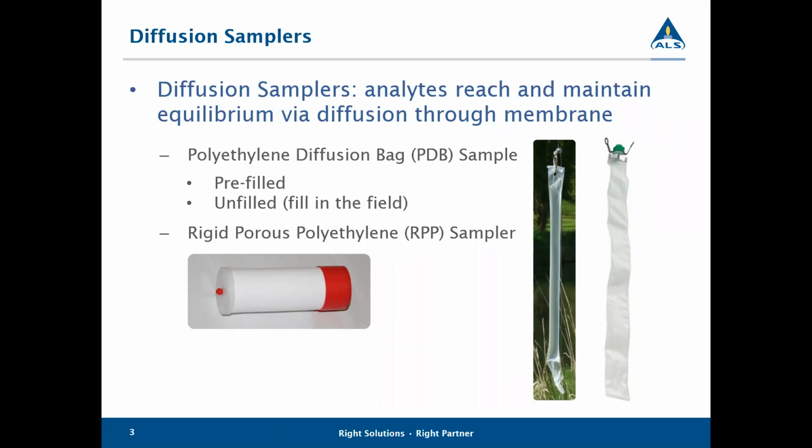It works in much the same way. It's filled with DI water. It reaches equilibrium through passive diffusion through the membrane of that polyethylene material. These passive diffusion bags are used mostly for volatile organic compounds, whereas the RPPs are typically used for inorganics, dissolved metals, nutrients, anions, and also some of the more water-soluble organics that would get lower recoveries on the passive diffusion bags.